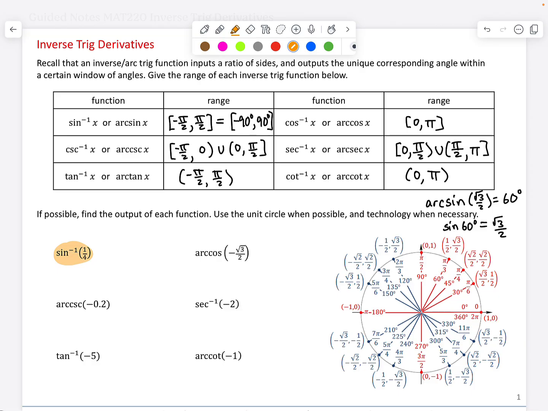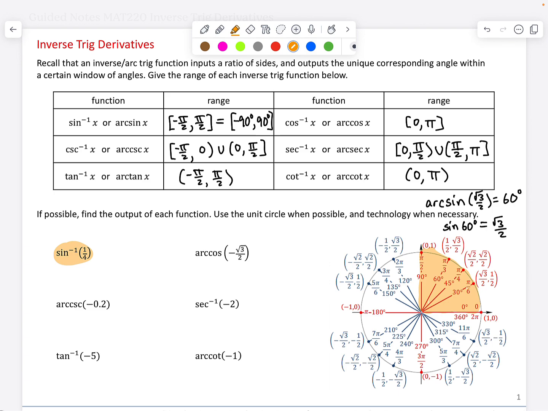Let's begin with arc sine of 1/4. For arc sine, we limit our view to the fourth and first quadrants. So we're trying to find an angle for which the sine is positive 1/4. That means we should not look at the fourth quadrant because the sine is negative in the fourth quadrant. So I'm trying to find an angle somewhere in the first quadrant where the sine is 1/4.